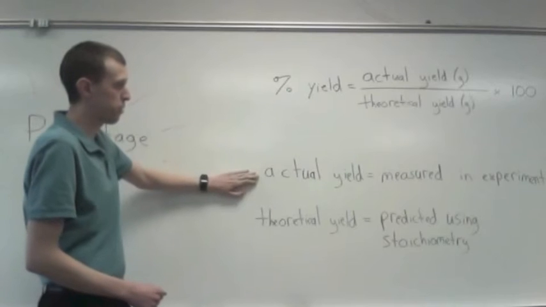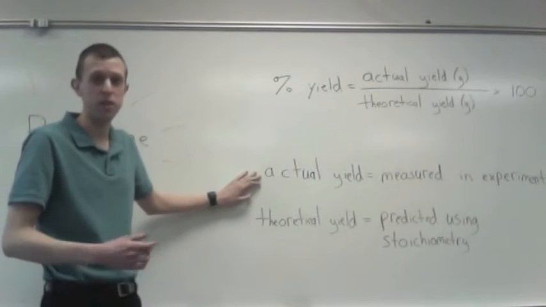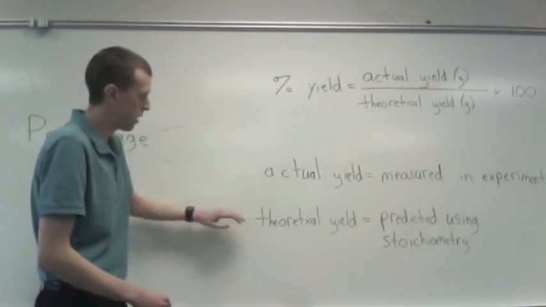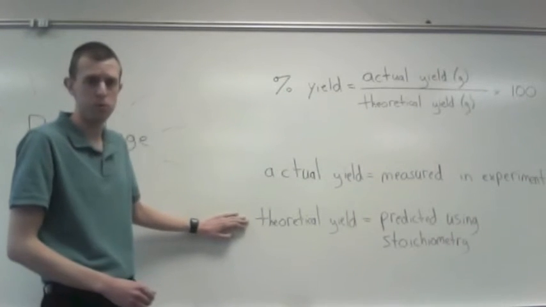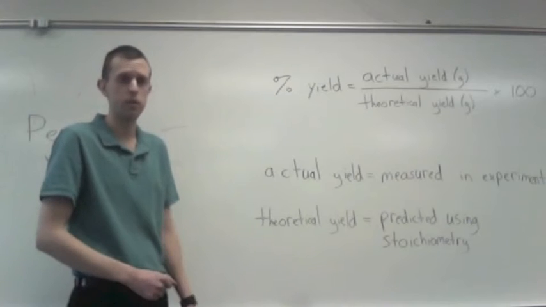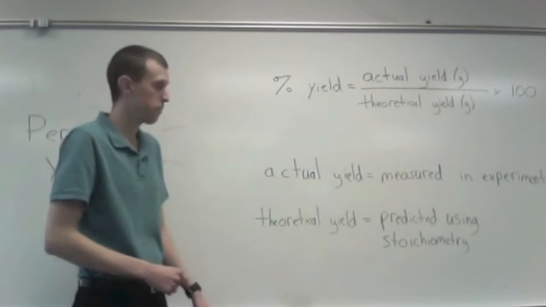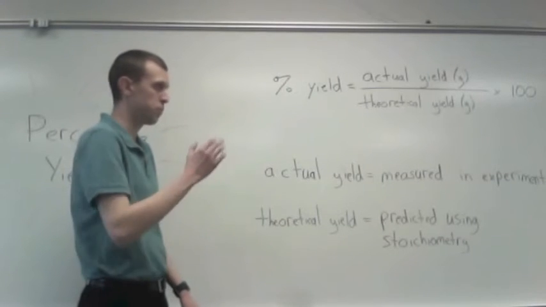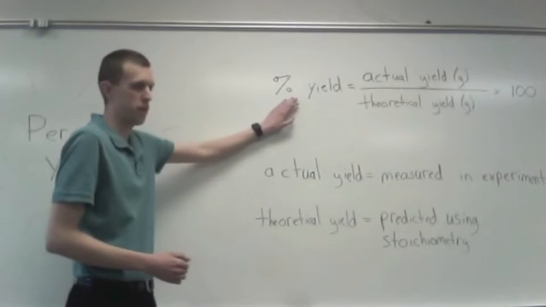Now the actual yield would be the amount that you measure in your experiment. You put it on your scale, you figure out the mass in grams. The theoretical yield would be what we predict using stoichiometry, which we've already been working with. So these two put into a ratio and multiplied by 100 give us the percentage yield.